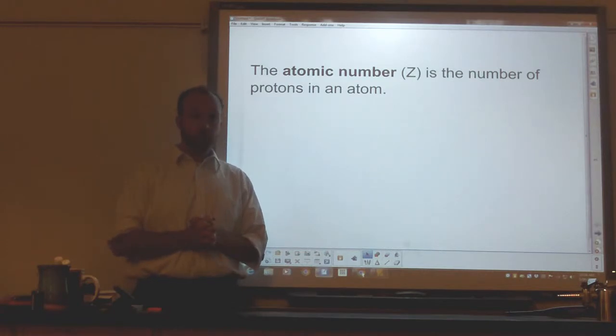Now, we do know that while they are the smallest possible particle that retains the properties of that substance, they are not the smallest possible particle. Atoms themselves are made up of smaller particles. We call those subatomic particles. And we're going to focus on three subatomic particles that make up atoms: protons, neutrons, and electrons.